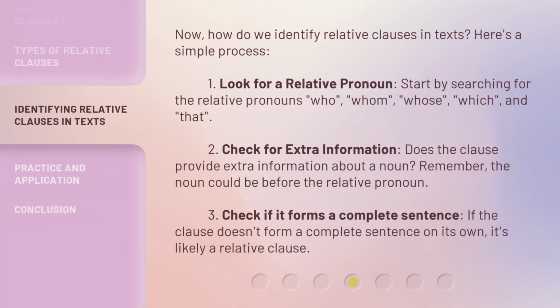Now, how do we identify relative clauses in texts? Here's a simple process. 1. Look for a relative pronoun. Start by searching for the relative pronouns who, whom, whose, which, and that.